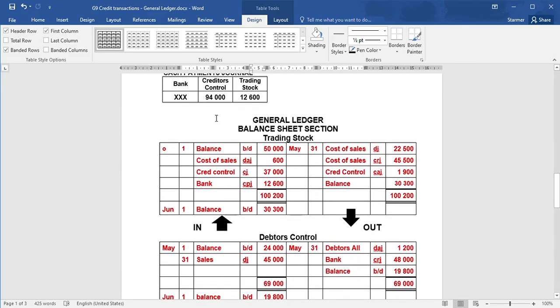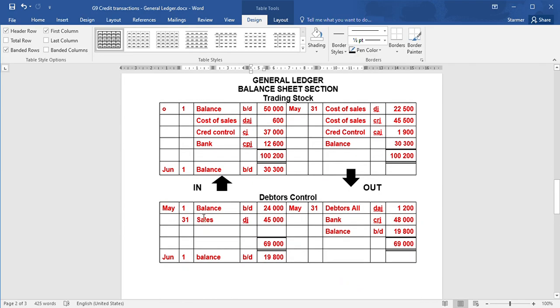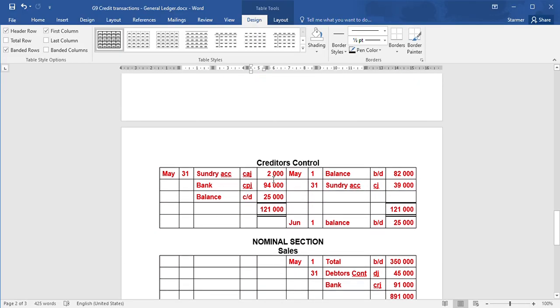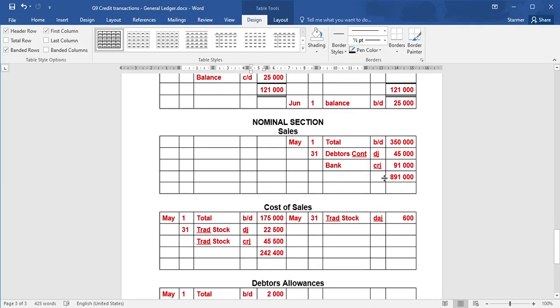So trading stock, remember, is an asset, so the balance on the debit side. The next one is debtors control, also an asset. The balance on the debit side is plus minus. We then have creditors control, which is minus plus, so that balance comes on the credit side. And then the accounts in the nominal section, sales is income, so it's minus plus. Remember, in the nominal section here we write total, not balance. So we write total brought down 350.